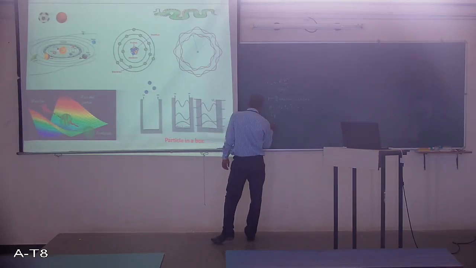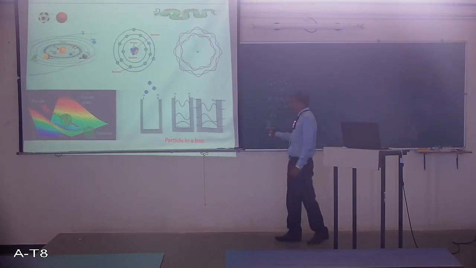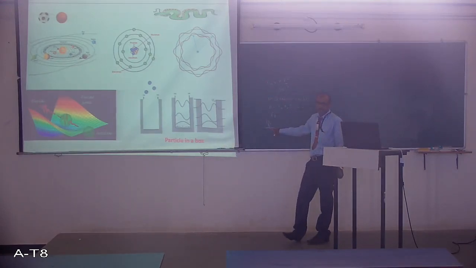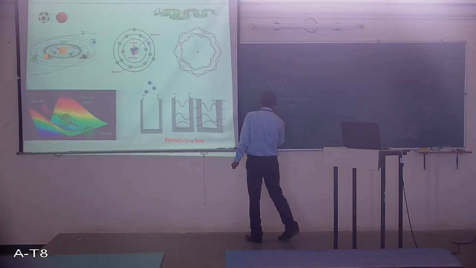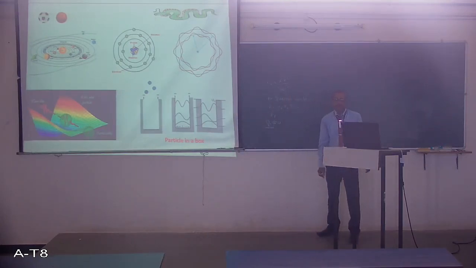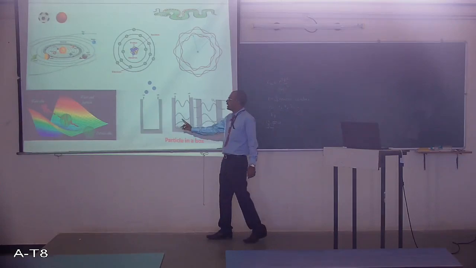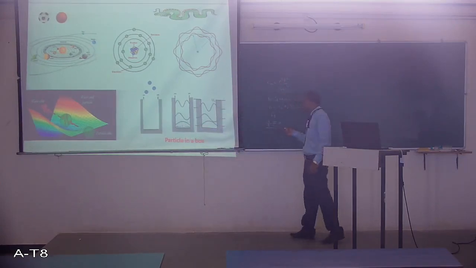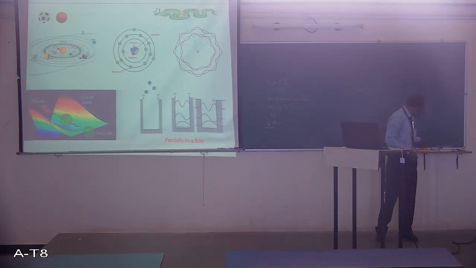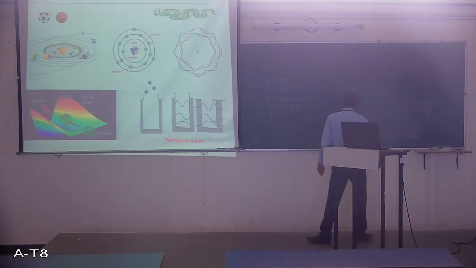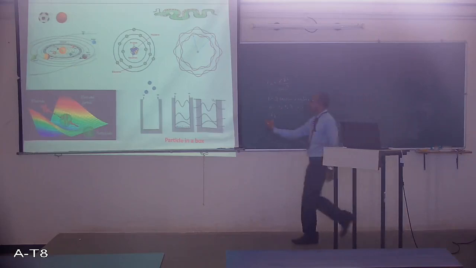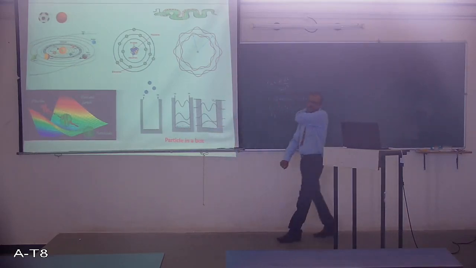So if it is a particle within the box, that information is explained by the wave function. The wave function inside the box is not equal to 0. Why? Already we know that the particle is there within the box. Then with the help of this, we can easily find the probability of finding the particle within the limit.